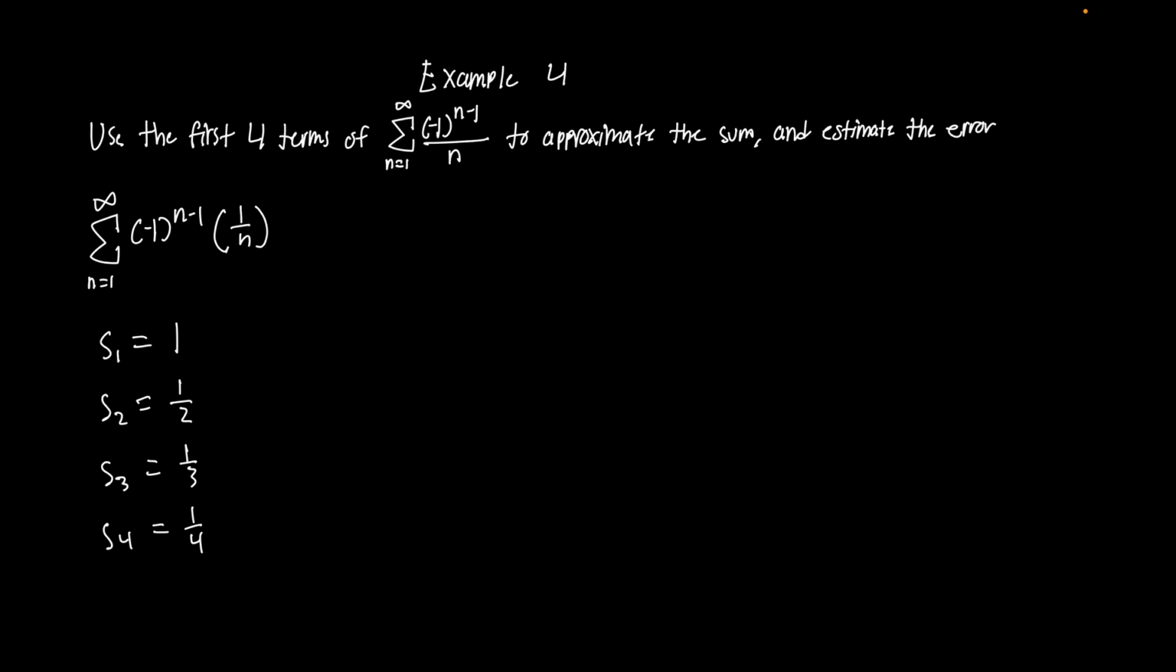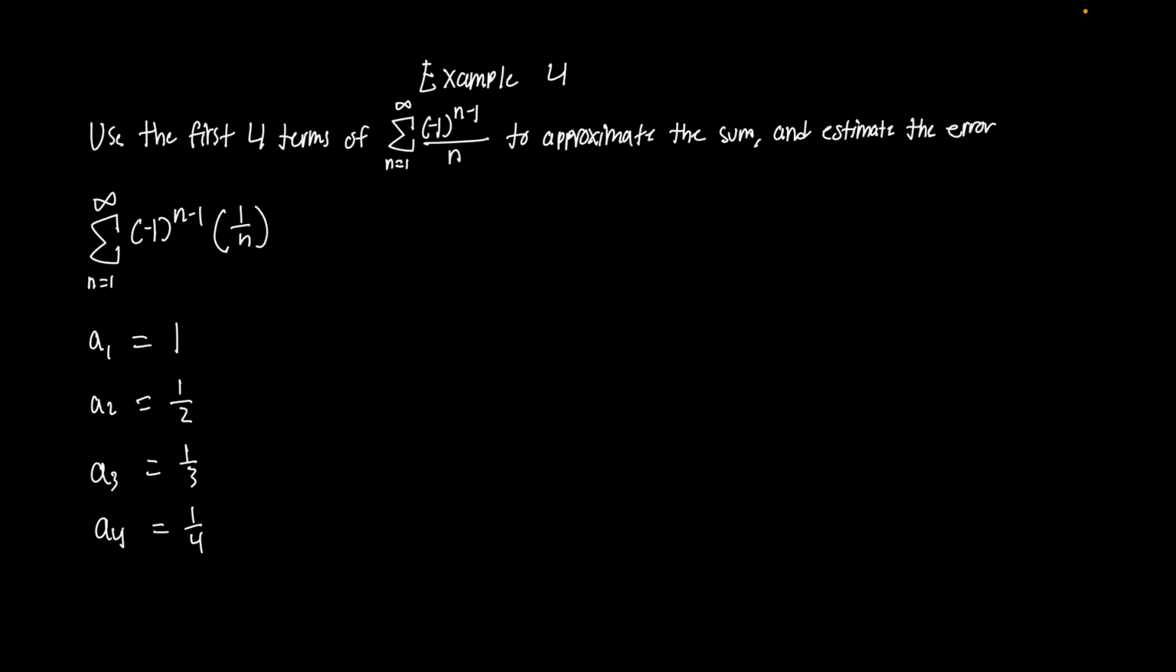Sorry, this is wrong. These are the values, not the partial sums, because the S means it's a sum, right? So S sub 2 would actually be 1 minus a half. I'm sorry, I miswrote that. So we just plugged in the 4 values.